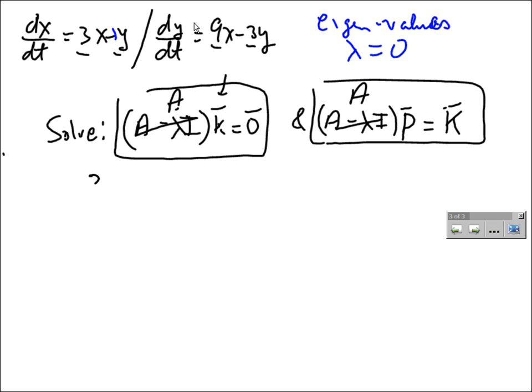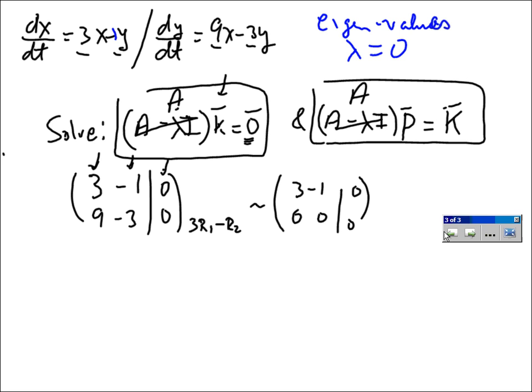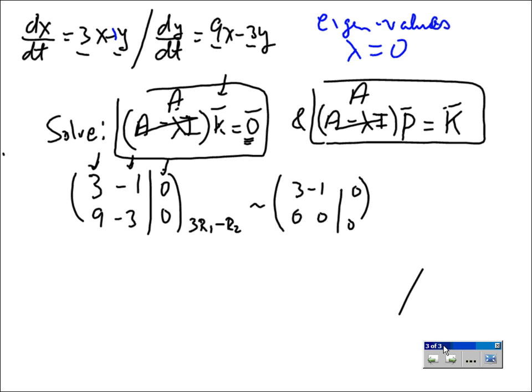So we have A, 3, negative 1, 9, negative 3, augmented with 0. Now, you should see that the second row is just 3 times the first row. That is, if you triple the first row, it will become 9, negative 3, 0, exactly what row 2 is. So if you just take away row 2, then you'll have a row of zeros. The first row doesn't change. And now we can solve this.